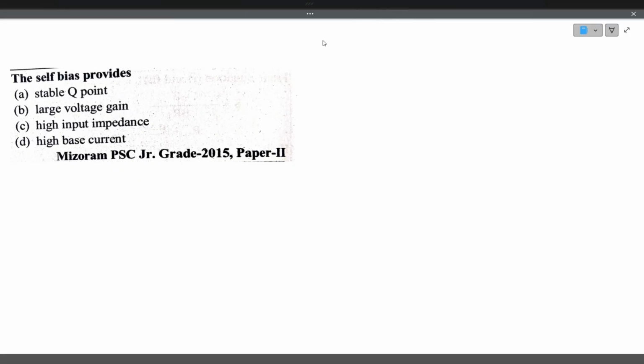The self bias provides a stable Q point. The answer is option A. Self bias is majorly used to offer a stable Q point. How does it provide the stable Q point? We'll see the circuit first. This is the circuit diagram.